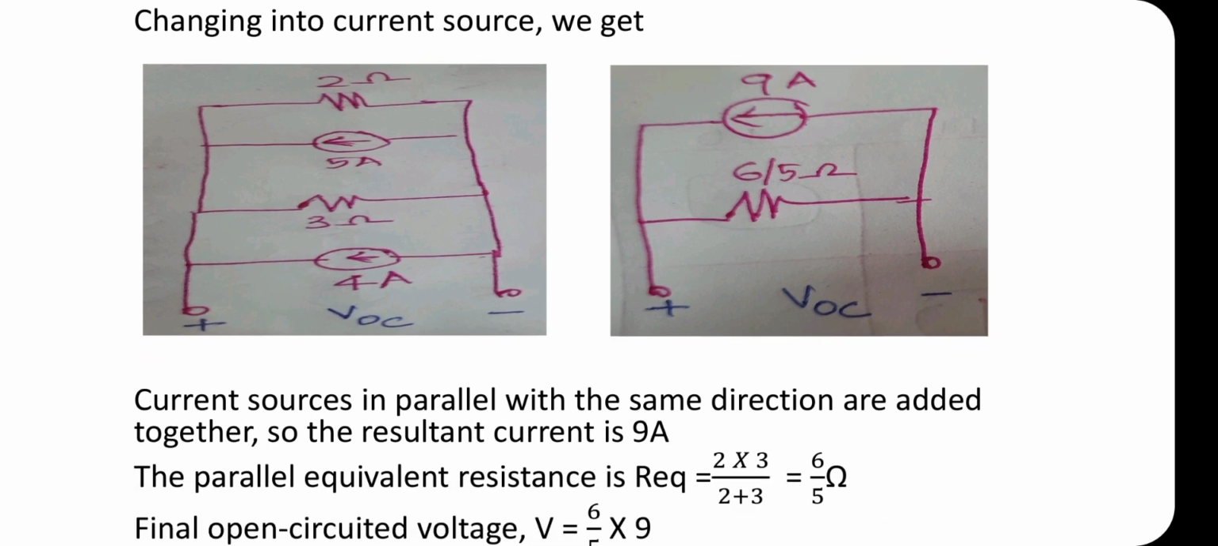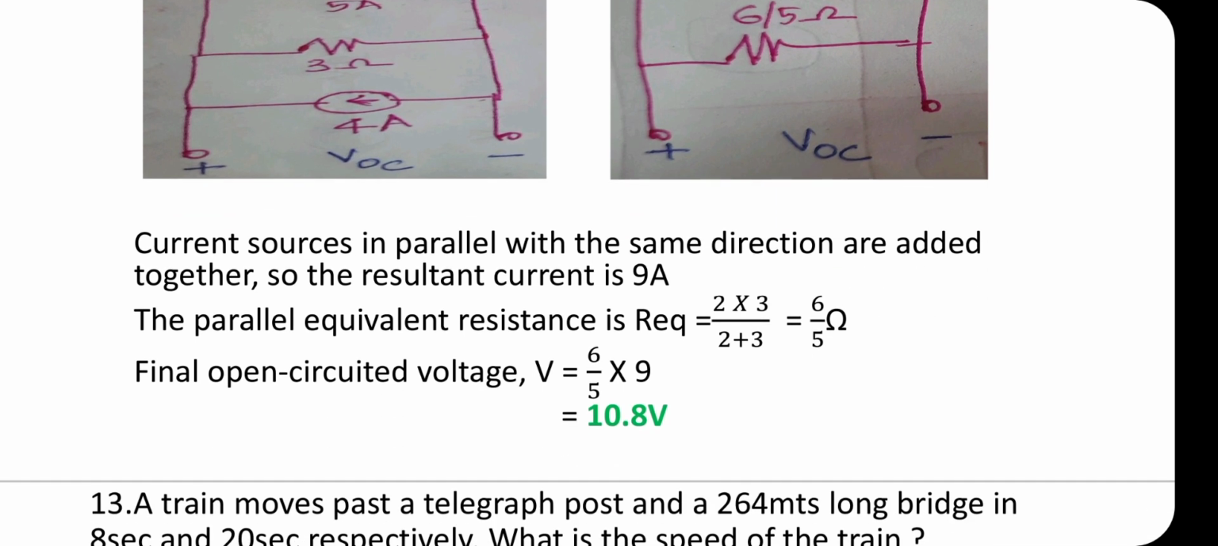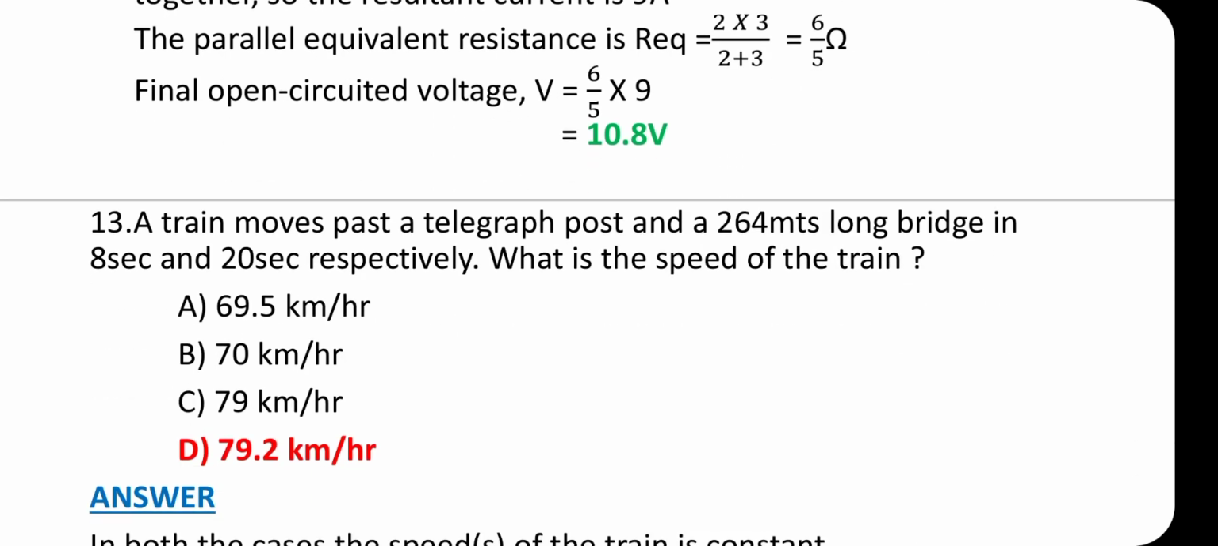Current sources in parallel with the same direction are added together, so the resultant current is 9 ampere. The parallel equivalent resistance is equal to 2 into 3 divided by 2 plus 3, which is equal to 6 by 5 ohm. Final open circuit voltage V equal to 6 by 5 into 9, which is equal to 10.8 volt. This is the answer.